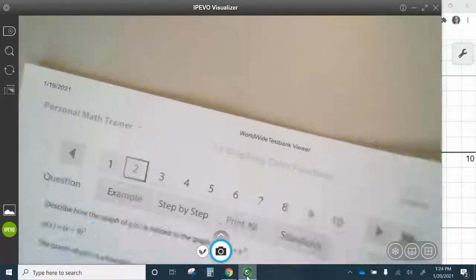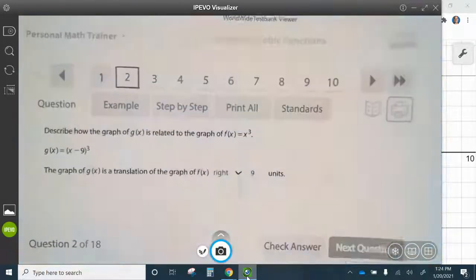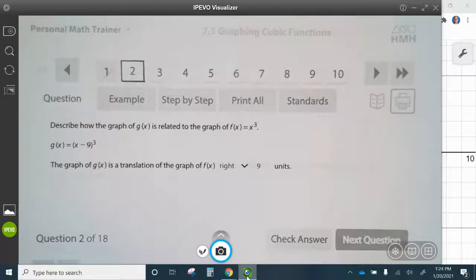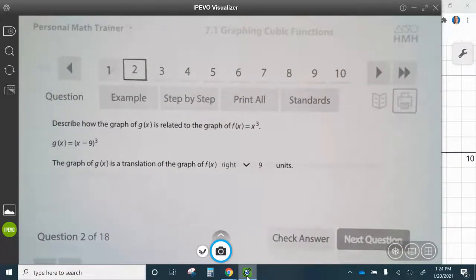Let's take a look at question 2. Describe how the graph of g of x is related to the graph of f of x equals x cubed. G of x equals parentheses x minus 9 cubed. The graph of g of x is a translation of the graph of f of x right 9 units.